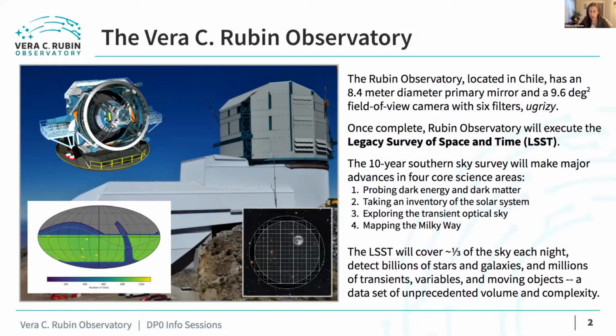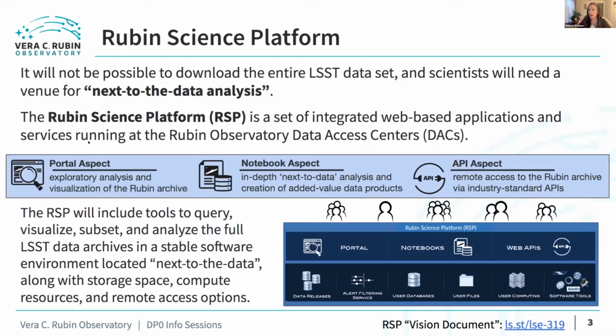Due to that volume and complexity, it will not be possible to download the entire LSST data set, so scientists need a venue for next-to-the-data analysis, and that venue will be the Rubin Science Platform, or the RSP for short. It is a set of integrated web-based applications and services that will be running at the Rubin Observatory Data Access Centers, or DACs for short. And the science platform has 3 main aspects.